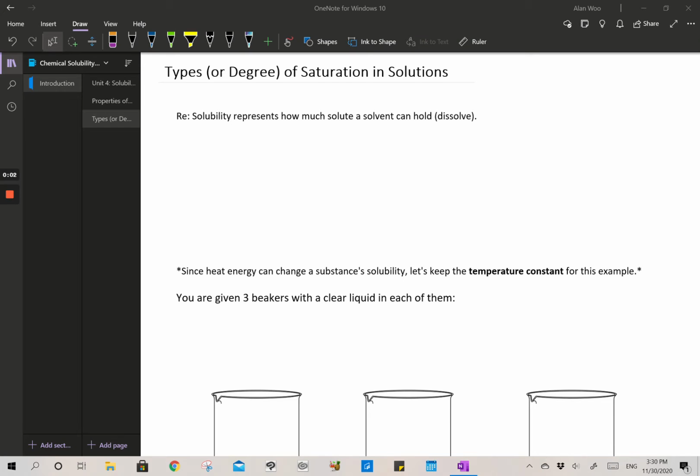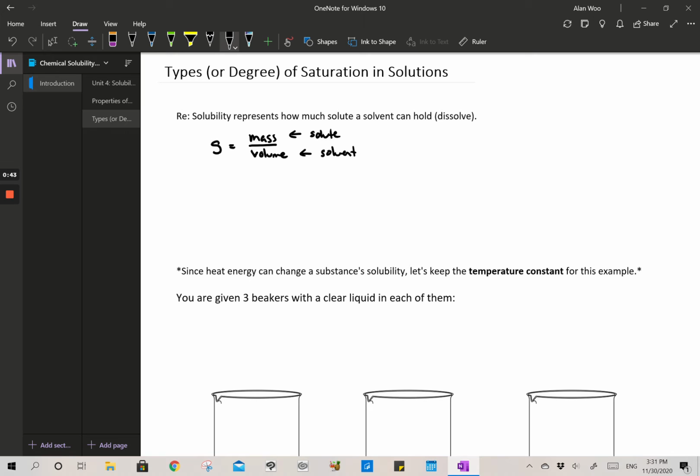Hi everyone. In today's class, we're going to look at types or degrees of saturation in solutions. Since last class, you were introduced to the solubility formula, which is basically solubility S equals mass divided by volume. In general, this means how much a solution can hold of a particular solute. The mass here is of the solute, and the volume is usually the solvent.